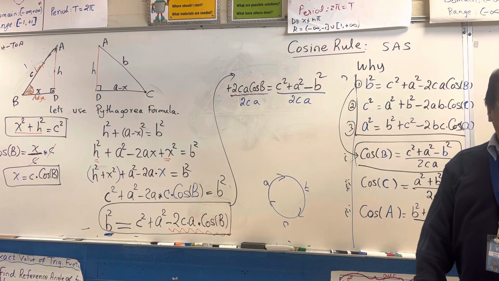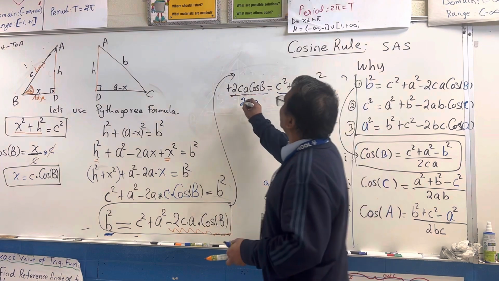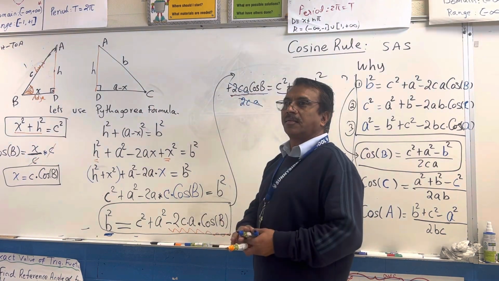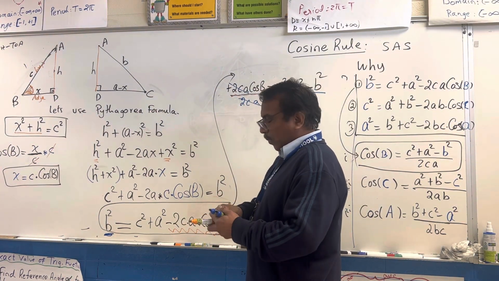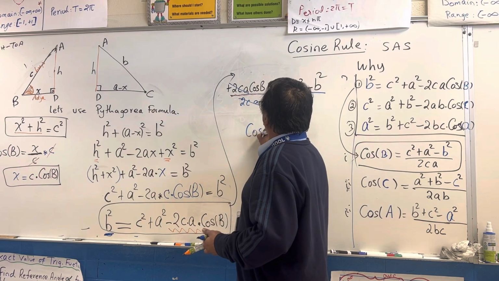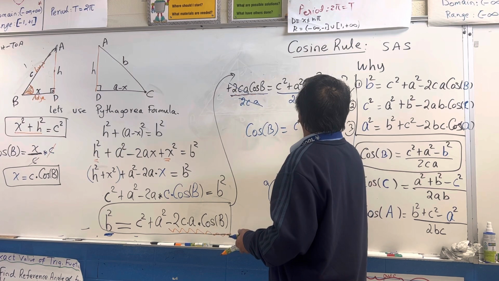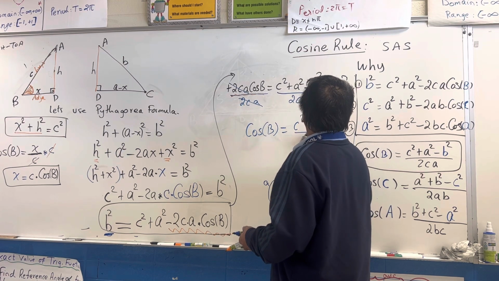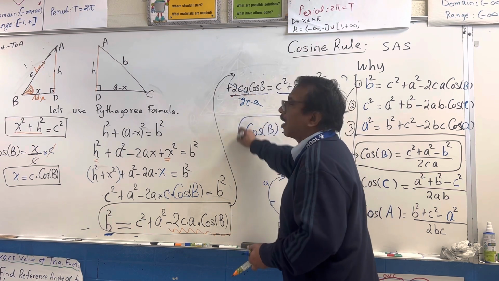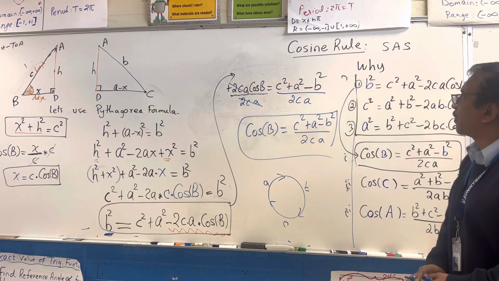Okay. So this 2ca crosses out. Can you see that? So cosine of b is c squared plus a squared minus b squared over 2ca, done. So we have proved this.